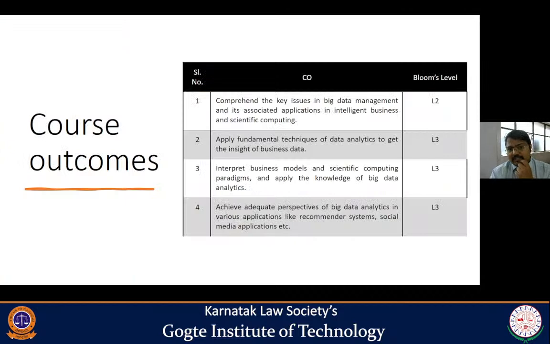The outcomes of this course would be to comprehend the key issues in big data management and its associated applications in intelligent business and scientific computing. Then we have one outcome based on the application of fundamental techniques of data analytics to get insights into business data. Then interpret business models and scientific computing paradigms and apply the knowledge of big data analytics. Achieve adequate perspectives of big data analytics in various applications like recommender systems, social media applications, and so on. So these are the 4 outcomes you will achieve after studying the subject called data analytics.